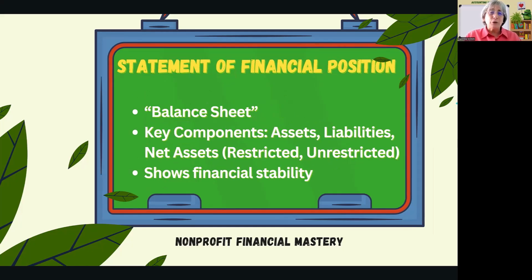The second financial statement we want to talk about is the statement of financial position. In the for-profit world, we would call this a balance sheet. It's often used interchangeably. If someone calls it a balance sheet, you still know what they're talking about, but it is a statement of financial position. So the key components on that statement are assets, what the nonprofit owns; liabilities, what the nonprofit owes; and then the difference between the two, assets minus liabilities, we call net assets.